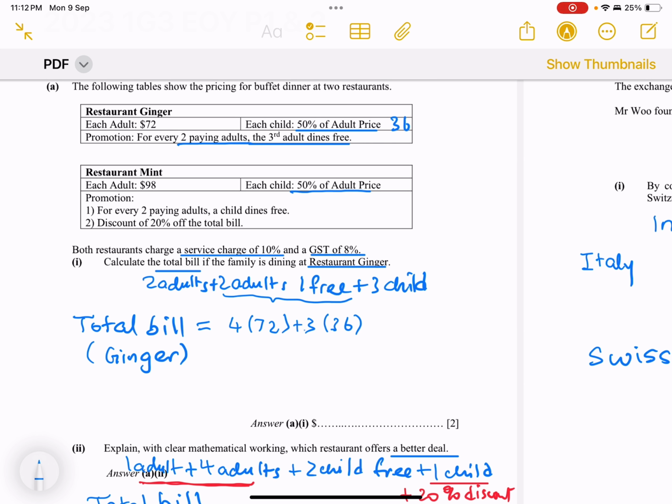And this has a service charge of 10%, and 10% means 110 over 100. And then on top of this, you have 8% of the whole bill, so 108 over 100. So that works out to be, you can use your calculator, 470.45 to 2 decimal places. Money is always 2 decimal places.